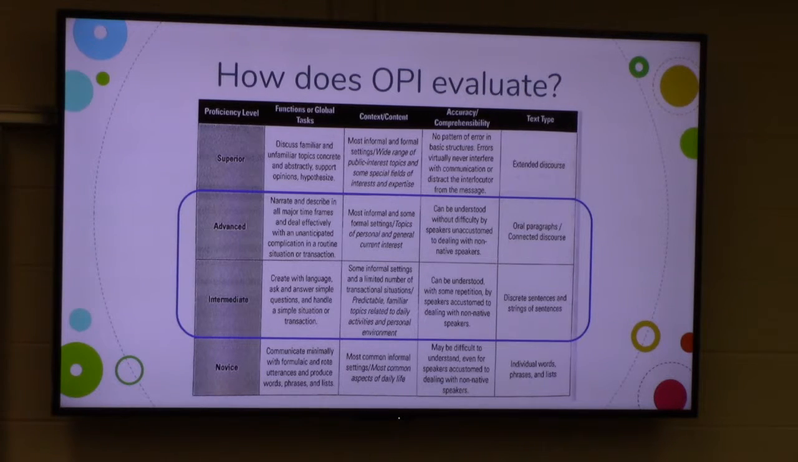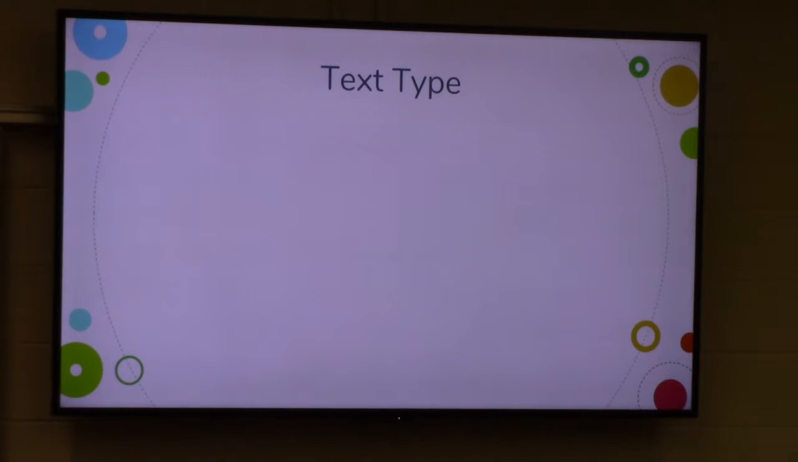So let's look at these two levels in detail. Let's look at each criterion. The first one is very easy: text type, meaning what kind of language our learners can speak, the length, the complexity.